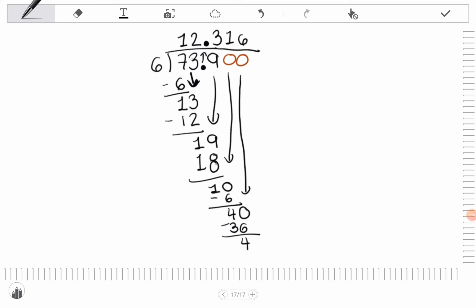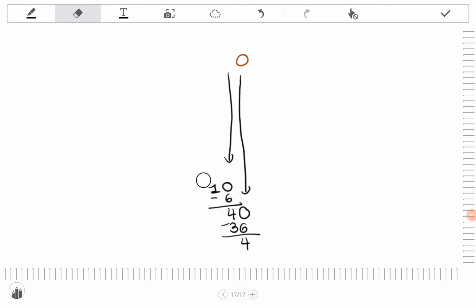Okay, so 73.9 divided by 6 is 12.316, or 12 and 316 thousandths. Okay, I guess you already understand. Please let me know if you don't understand.